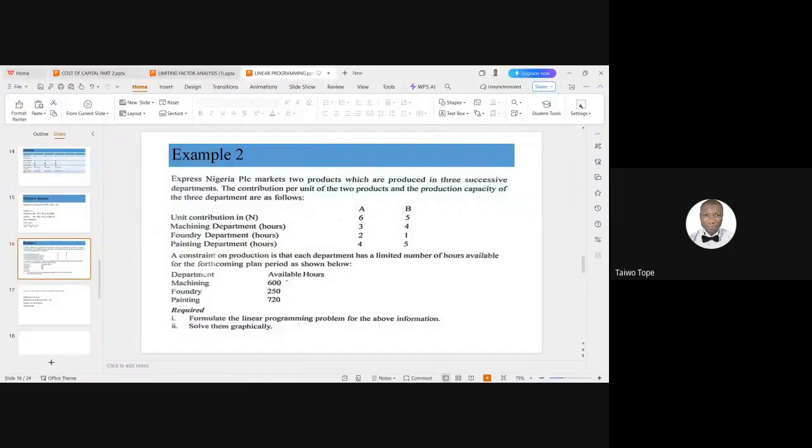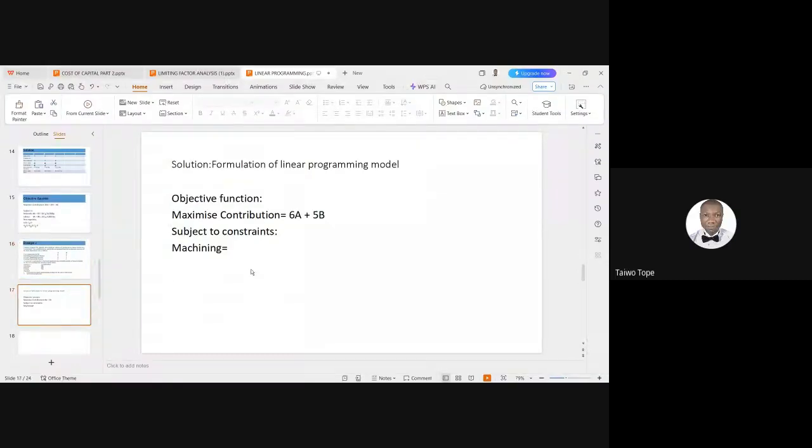So for the machining department, to produce product A, you need how many hours for 1 unit? 3 hours. For B, you need how many hours? 4 hours. All these cannot go beyond what? How many hours? 600 hours. So you express it.